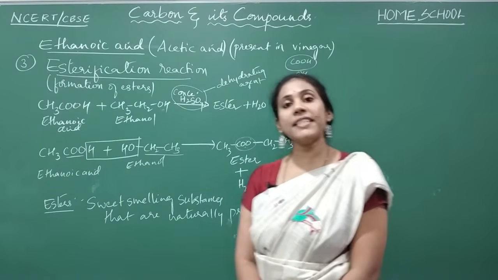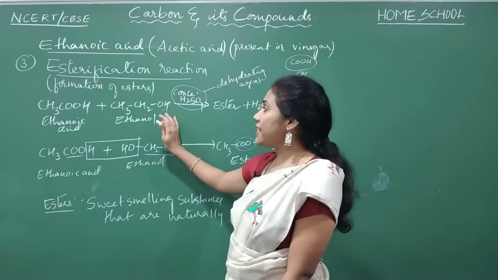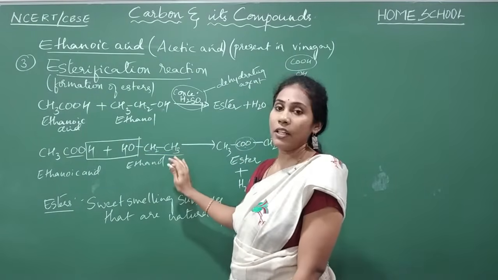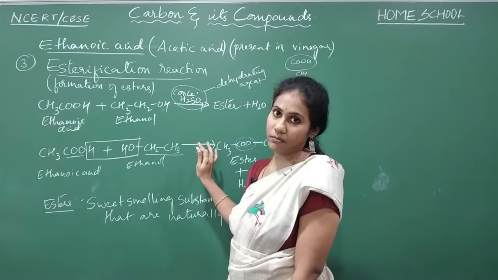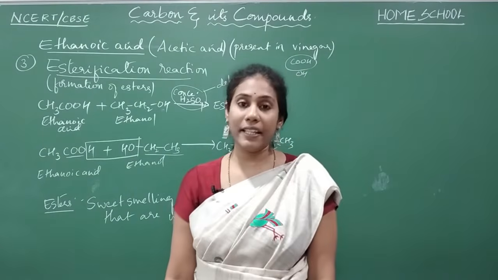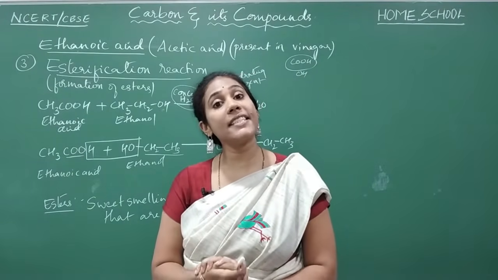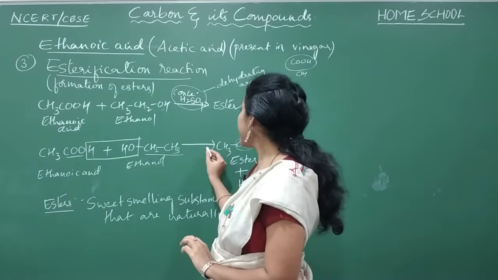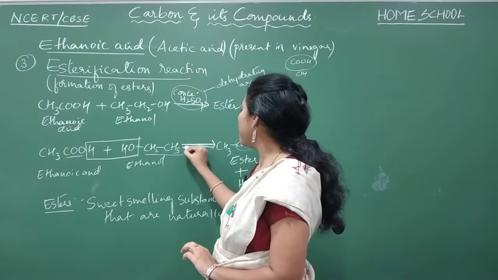So when a definition is asked, you should write: esterification is nothing but a reaction between ethanoic acid and ethanol in presence of concentrated sulfuric acid. What products are formed? Esters are formed and water is liberated. Such a reaction we call an esterification reaction. And actually it is a reversible reaction. You see the arrow mark? This is how we put the arrow mark.